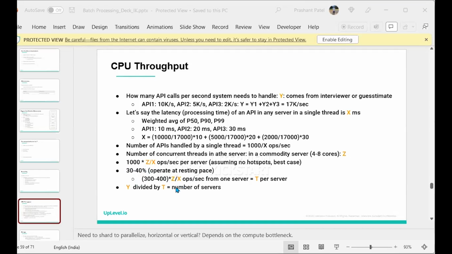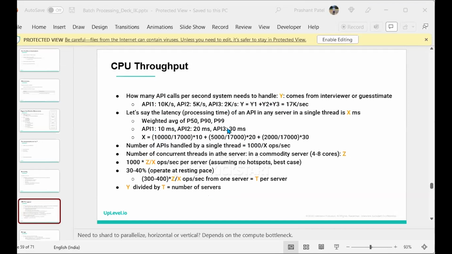Finally, dividing Z by X, you would come up with the number of servers. Overall, what we have achieved here is that for throughput, we made an assumption of how many queries per second. We know how much each query, like each API or algorithm, would take. So considering the total time, we know how much it would be in seconds, and given that, how many API hits we will have.